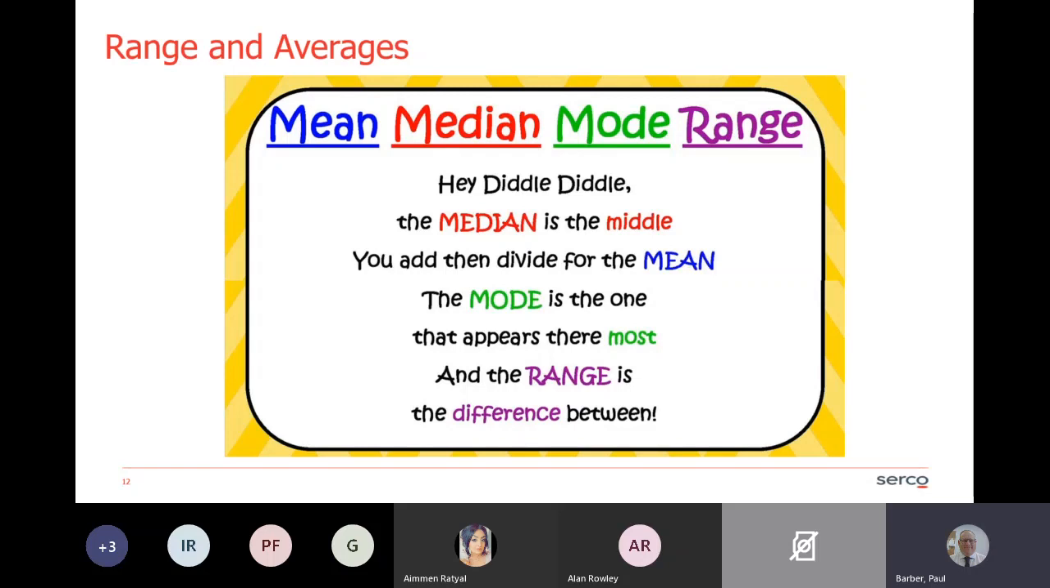So that might work for you if you can remember the tune. I often try to sing it to Humpty Dumpty, and it doesn't work. So it is Hey Diddle Diddle, if you can remember that.